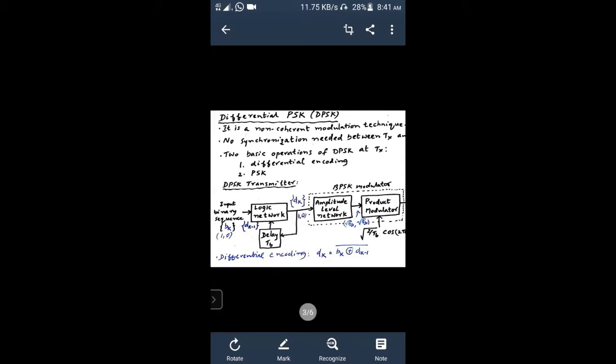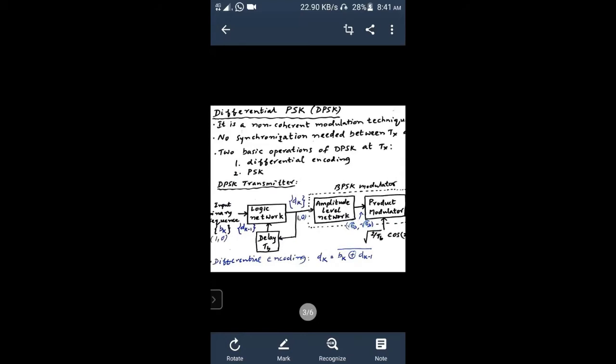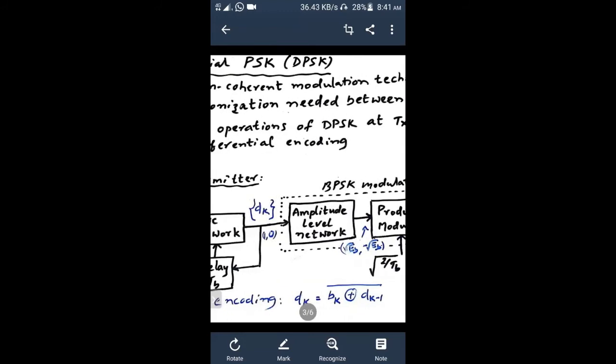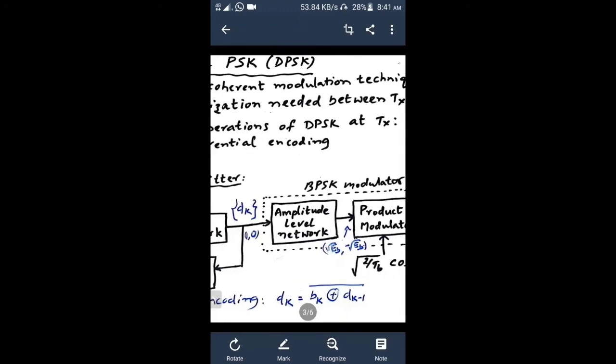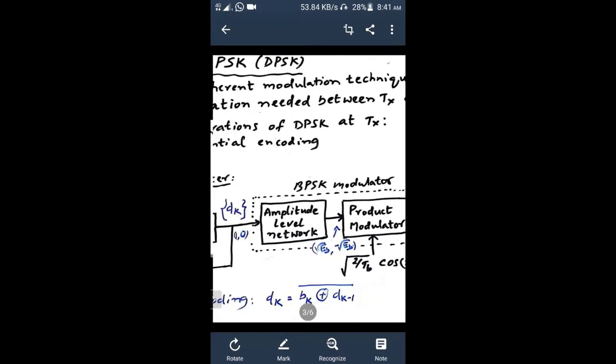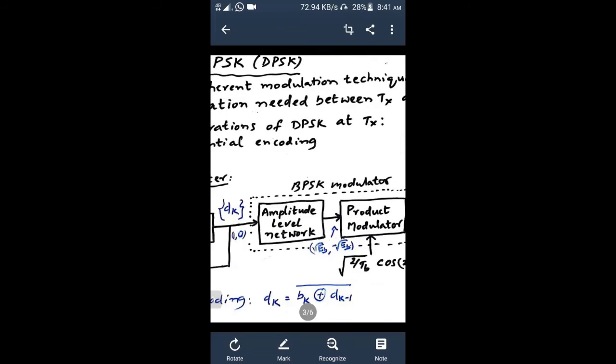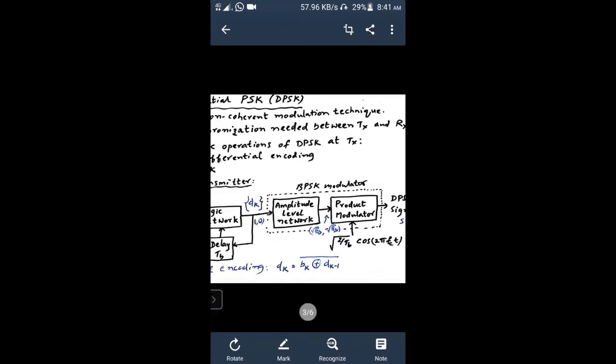This information is very useful in the receiver to get back our information, right? Next, we go to the next block, the amplitude level network. So look at this one. The amplitude level network is a part of BPSK. This BPSK modulator is exactly the same as the modulator I discussed in an earlier class. It has two parts: the amplitude level network and the product modulator.